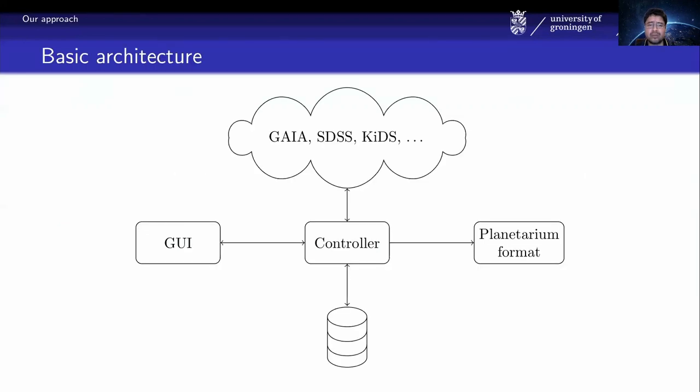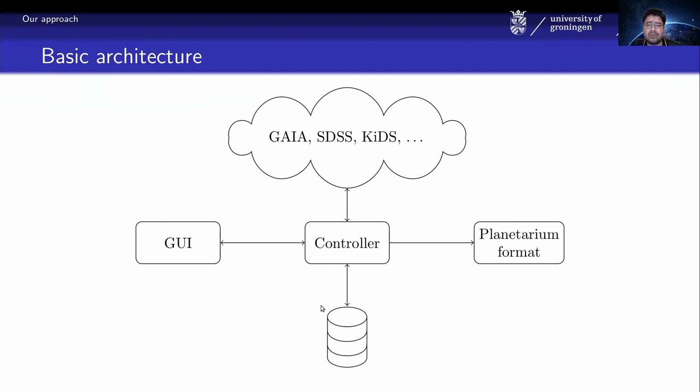Our tool has four main modules. It has the graphical user interface. It has a controller which can connect to the different astronomical catalogs and download the data. Then we have a planetarium format module which converts the data into spec or binary files. Then we have a module to store the data into a database.